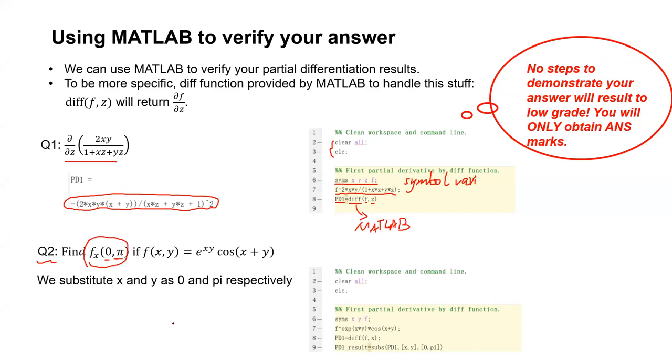This one, and we just substitute the x and the y variable with zero and pi respectively, and we can get the results. The function provided by MATLAB is this function subs, and it just means substitutes. And PD1 is the simple function, and x, y are the variables you want to substitute, and x is substituted by zero, and y is substituted by pi, and finally you can get the result.